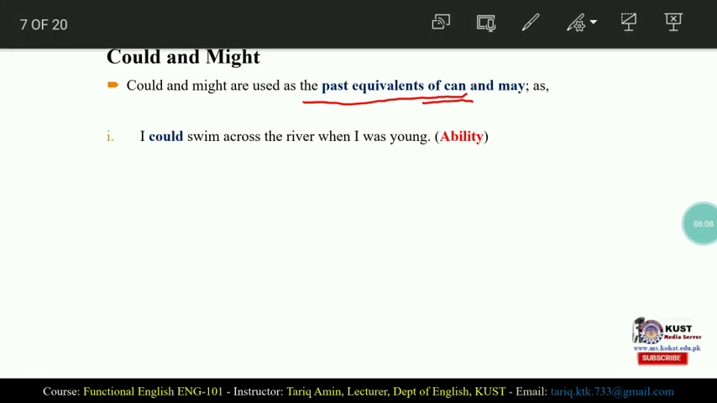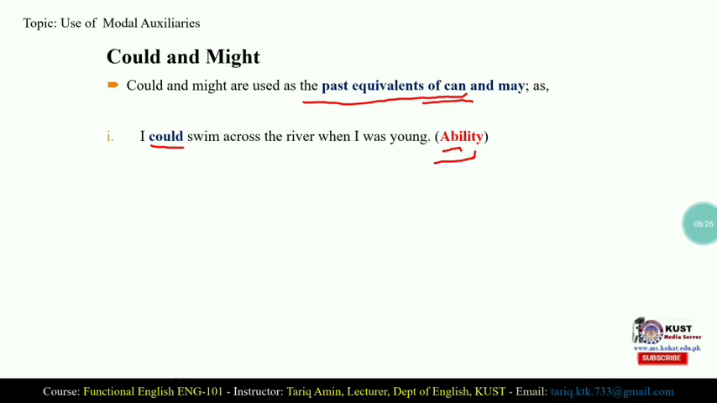I could swim across the river when I was young. It also shows ability, but in the past. Could is the past equivalent of can. It shows ability, that I was able to move across the river when I was young.